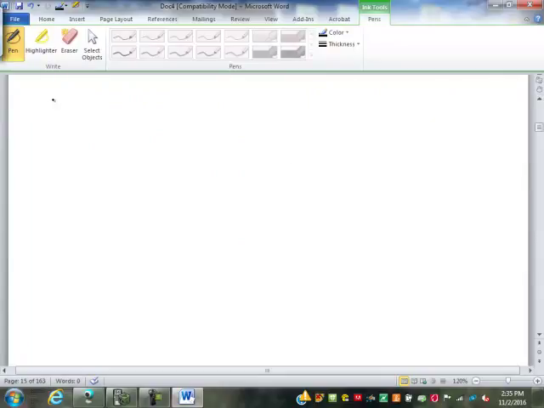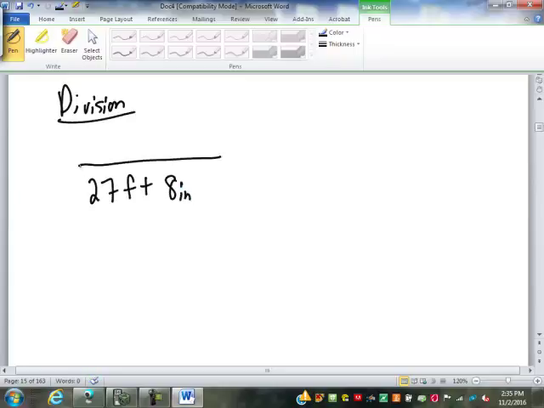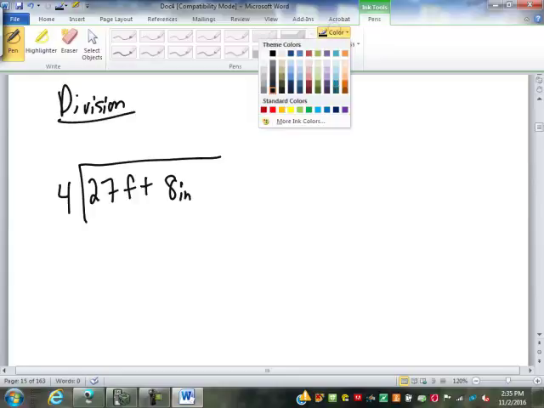Division. Division is the one operation, if you recall, that we work from left to right. So let's say I have something like 27 feet 8 inches. So I have a piece of material that's 27 feet 8 inches and I need to cut it into 4 equal pieces. How long will each piece be?